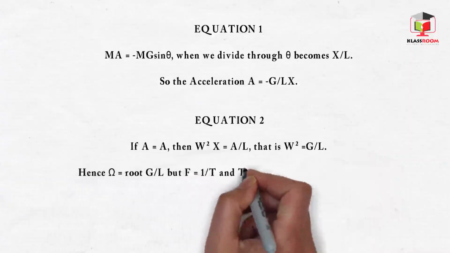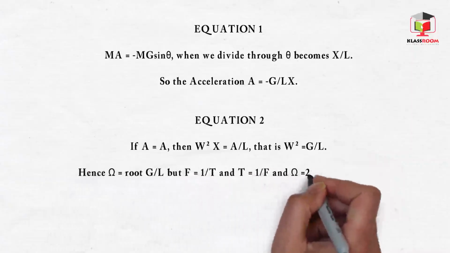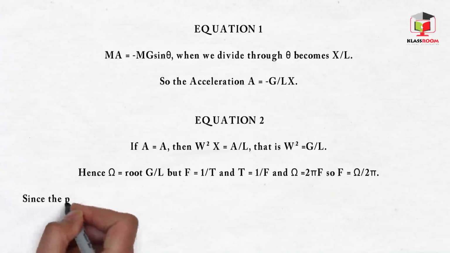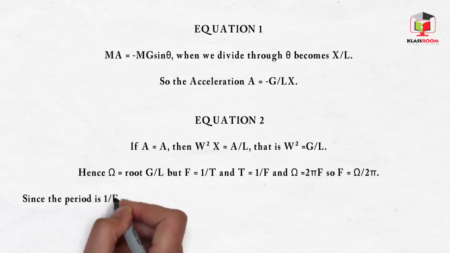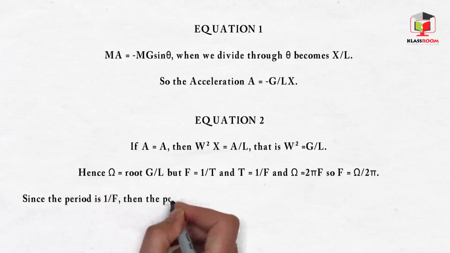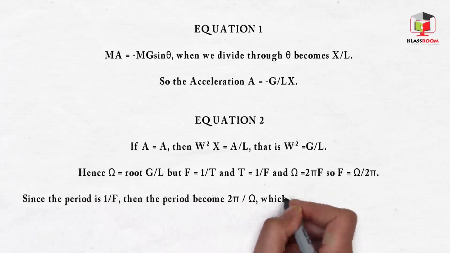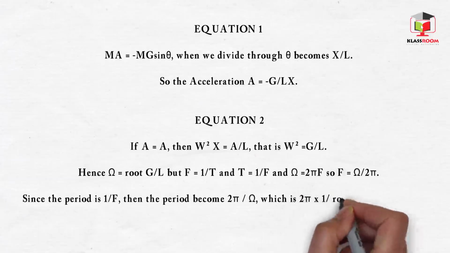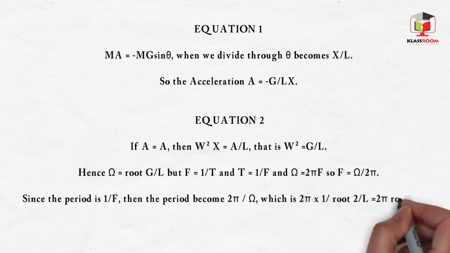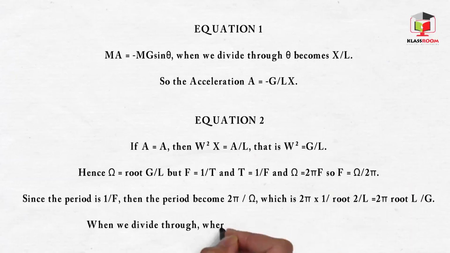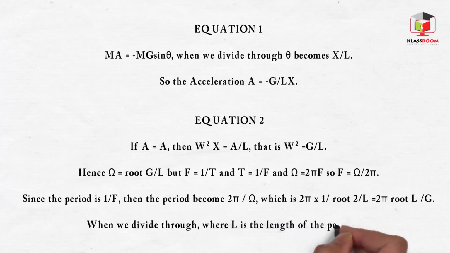But f is equal to 1 over T, and T is equal to 1 over f. And omega is equal to 2 pi f. So f equals omega over 2 pi. Since the period is equal to 1 over f, then the period becomes 2 pi over omega, which is 2 pi times 1 over root g over L, equals 2 pi root L over g when we divide through. Where L is the length of the pendulum.